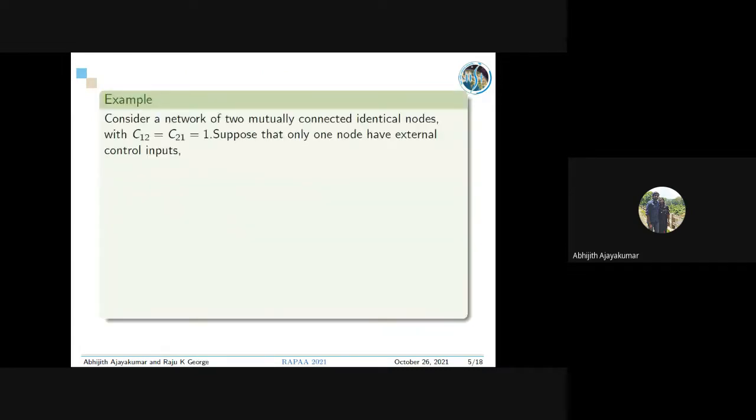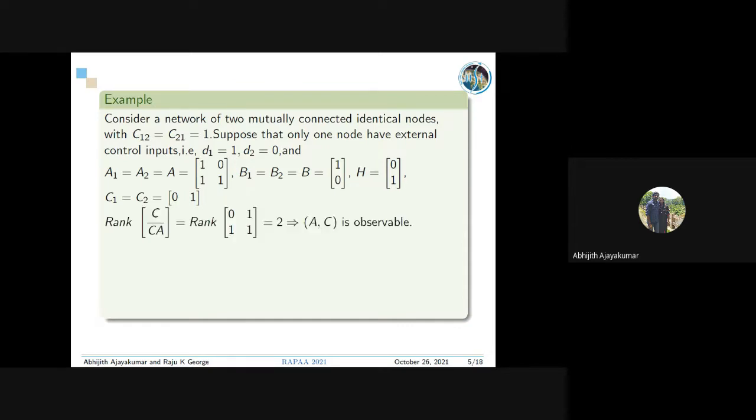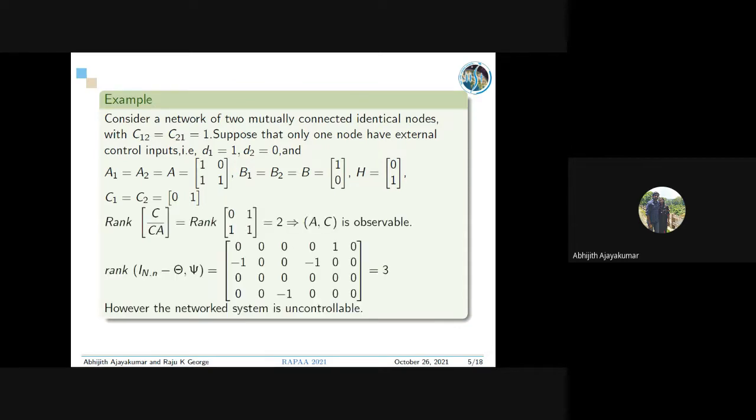One more example. Here also the connection is the same, but only one node is under control, and the state matrices and control matrices are given. Here each component is observable. Even though each component is observable, the whole system is not under control.